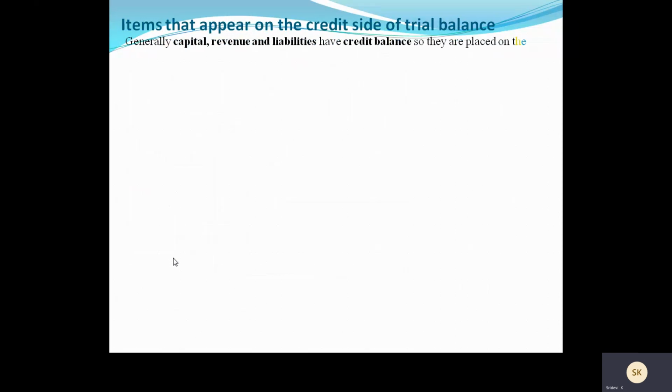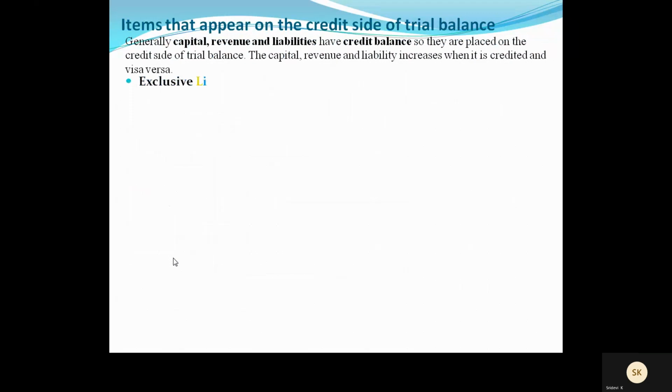Let us see what are the items that are related with the credit side of a trial balance. Credit side means, in the credit amount column, you are going to show the amount of the list that I am going to show you now. So let us see: capital, liabilities, all these things are related with the credit balance of a trial balance. So we can say that it is the credit side of the trial balance. Let us see this exclusive list of items one by one.